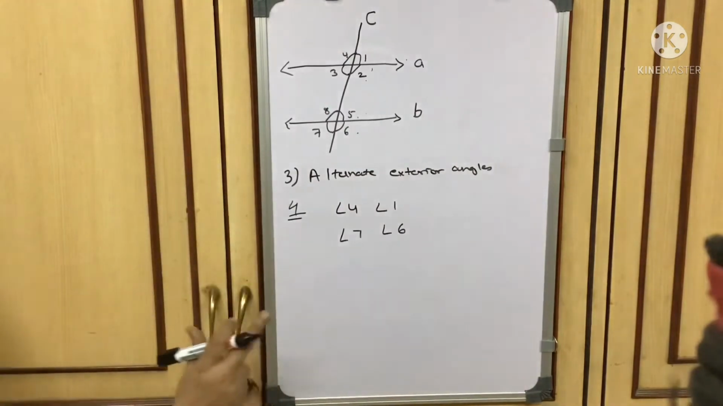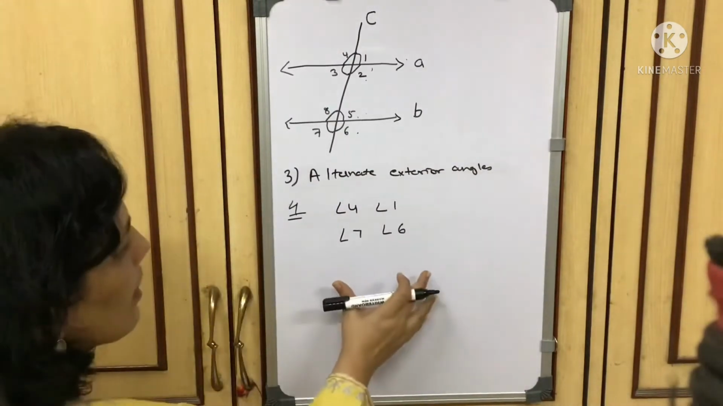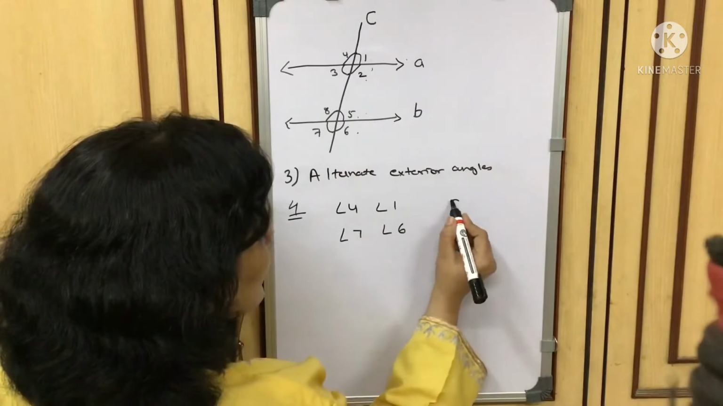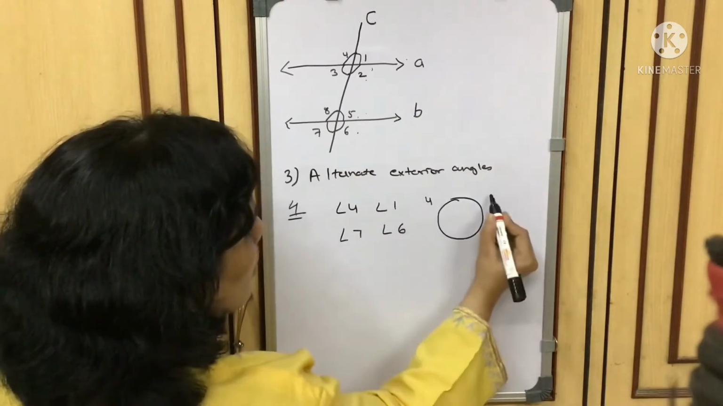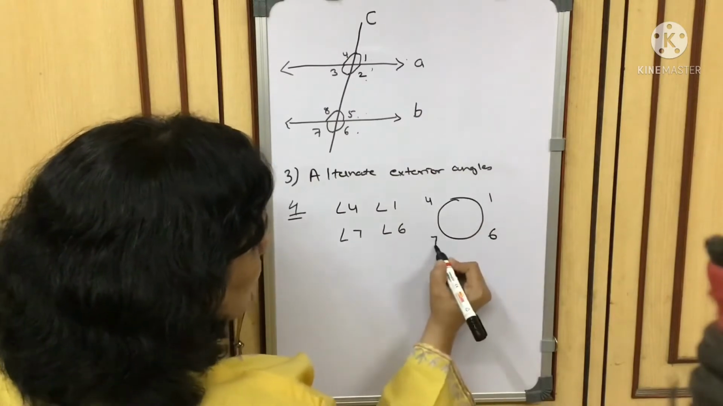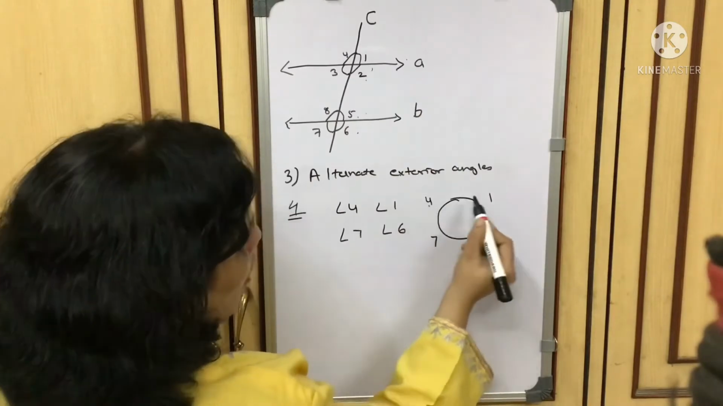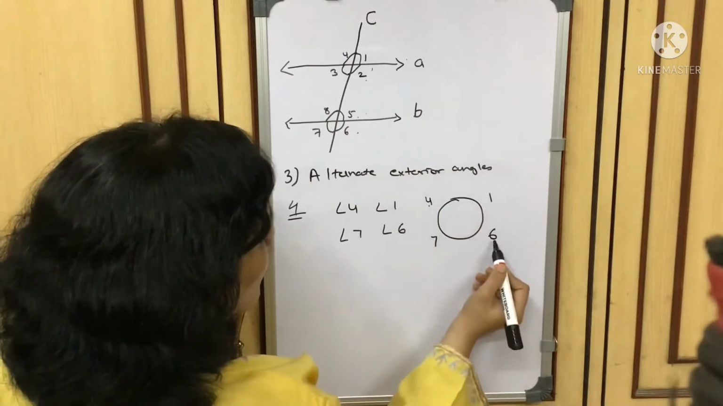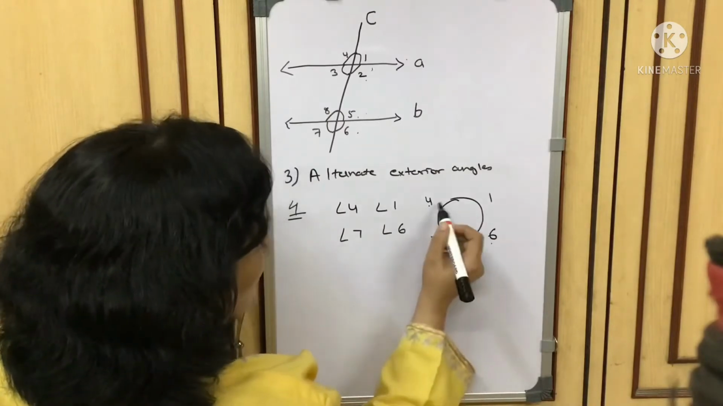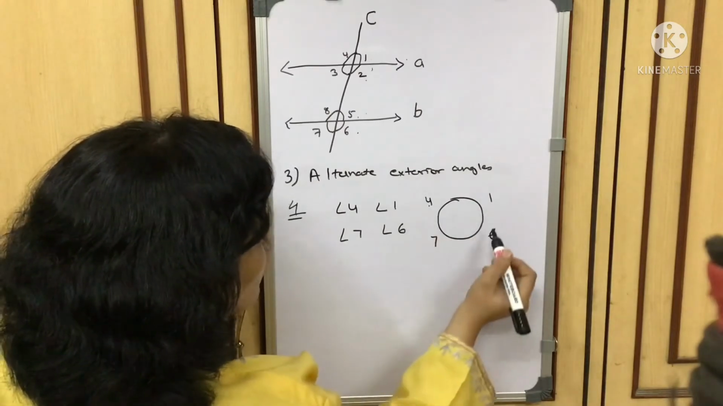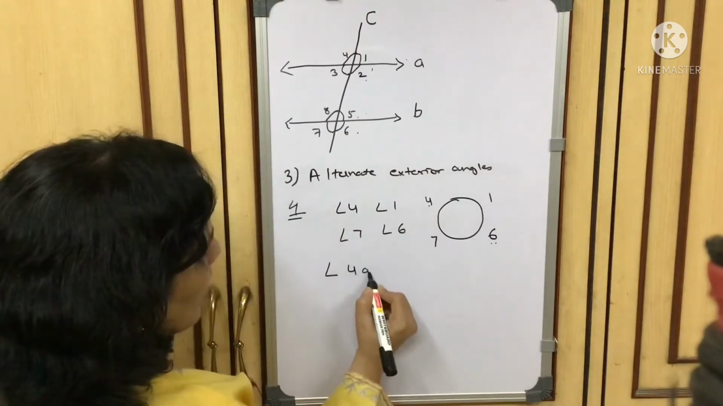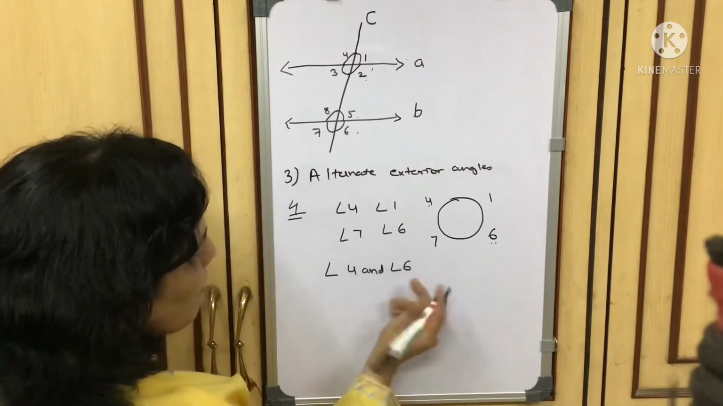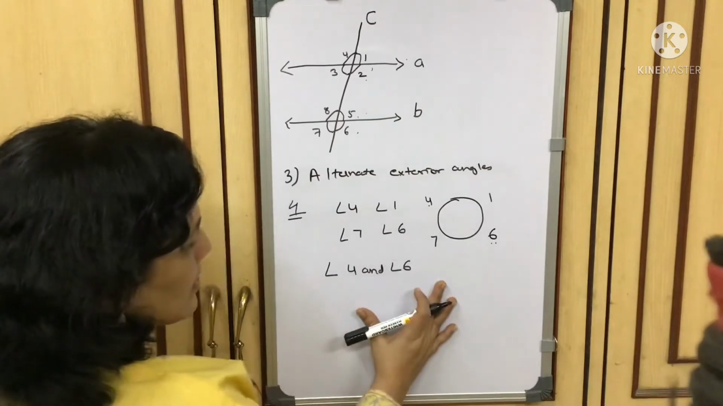Now see, as we said for the interior also, same way goes for exterior. 4, 1, 6, 7. So 4, skip 1 and go to 6. So alternate numbers. You have to take 4, then the next alternate number is angle 6. So angle 4 and angle 6 is a pair of exterior alternate angles.